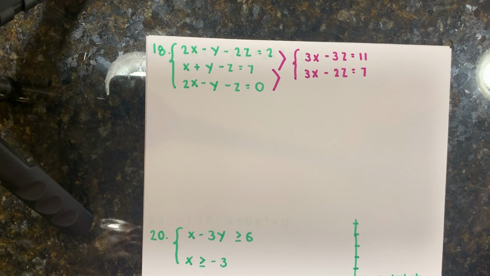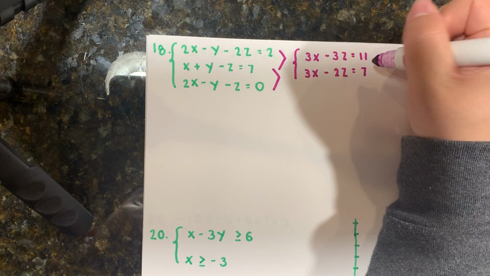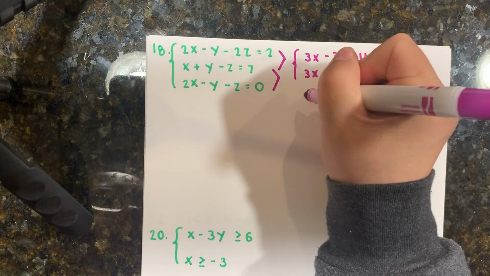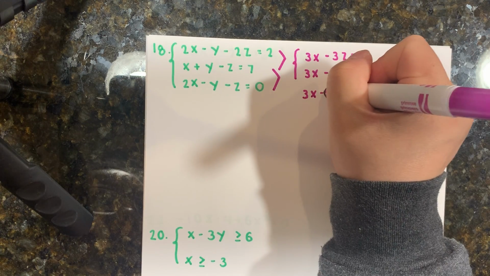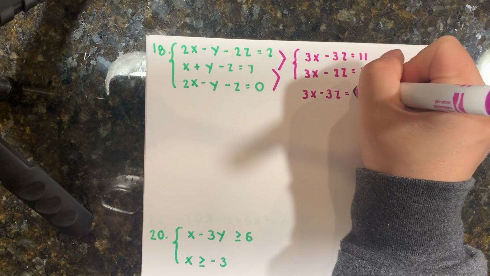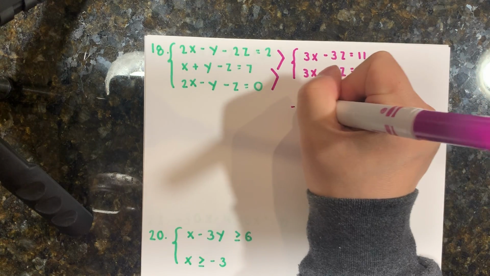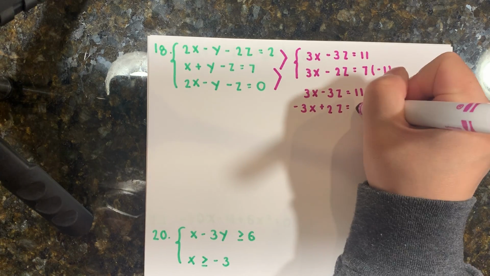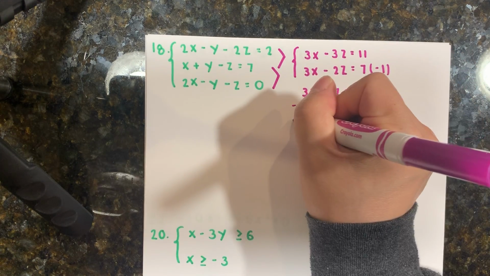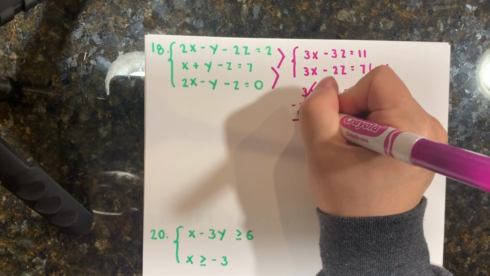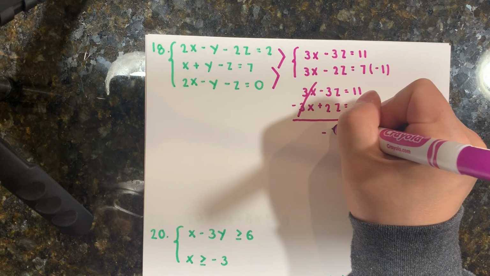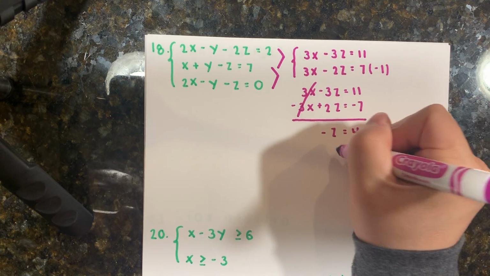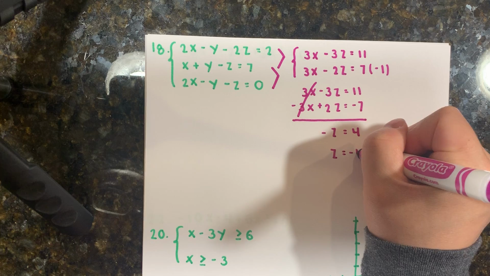So now given these two equations, I'm just going to do elimination. I'm going to multiply the bottom equation by negative 1 so that I have 3x minus 3z equals 11 at the top. In the bottom, I would have negative 3x plus 2z equals negative 7, which means the x's are going to cancel, and you get negative z is equal to 4. So therefore, z is going to be equal to negative 4.